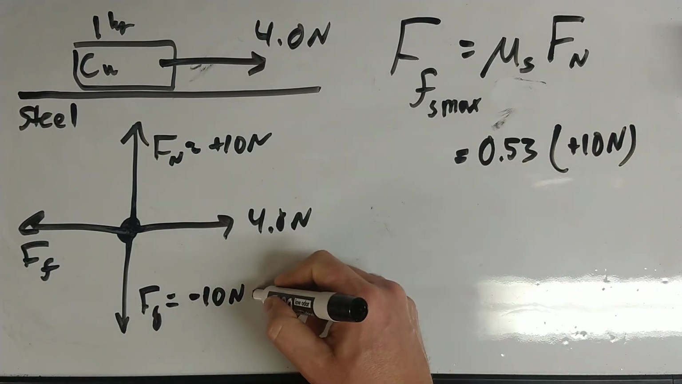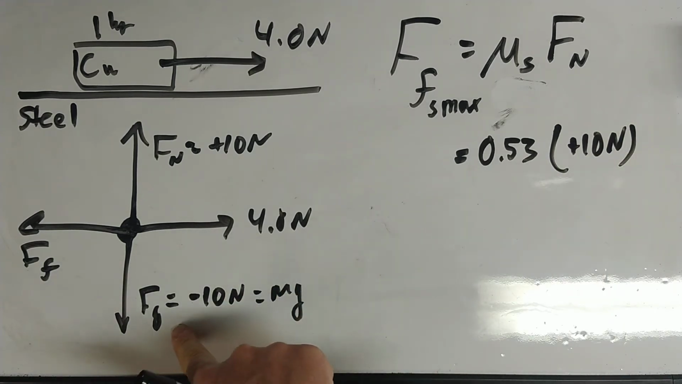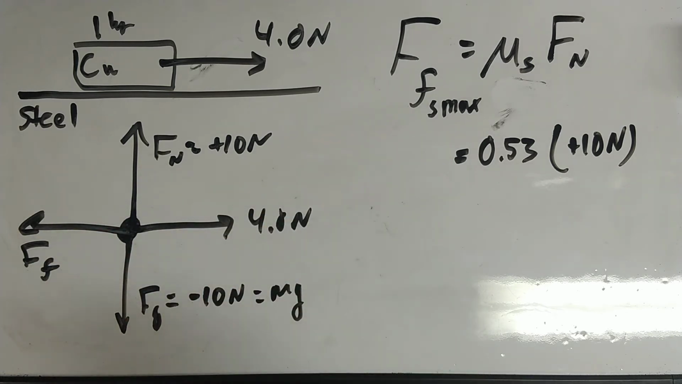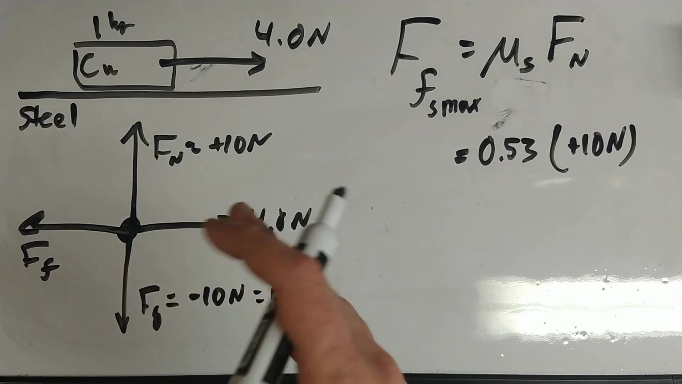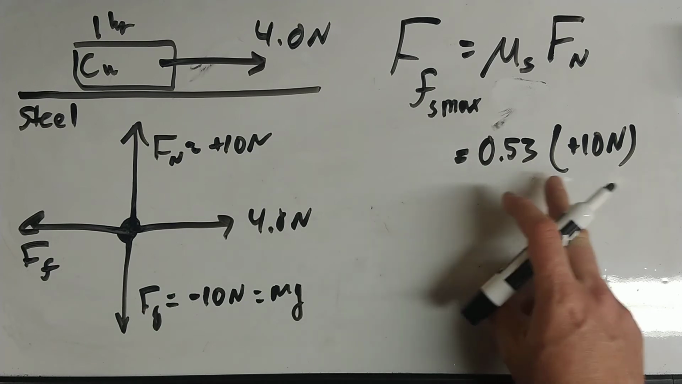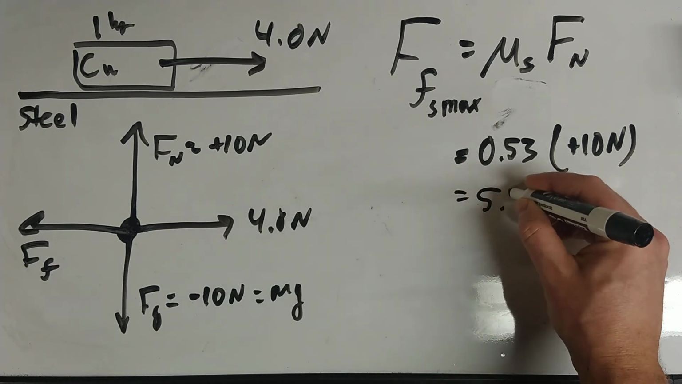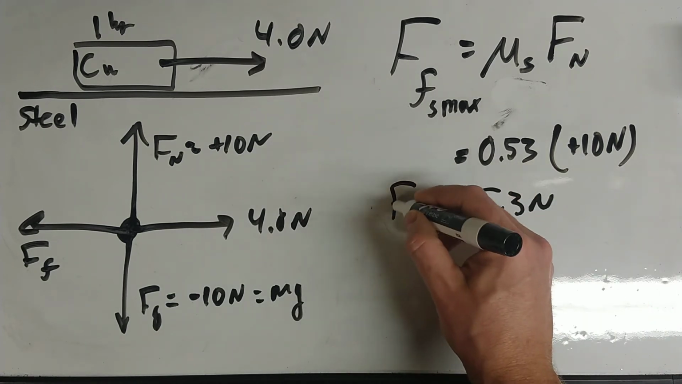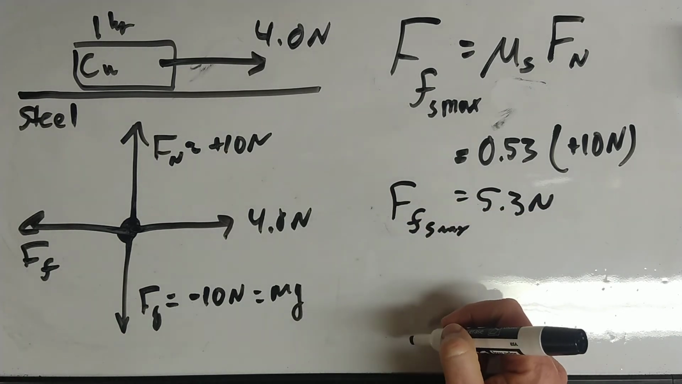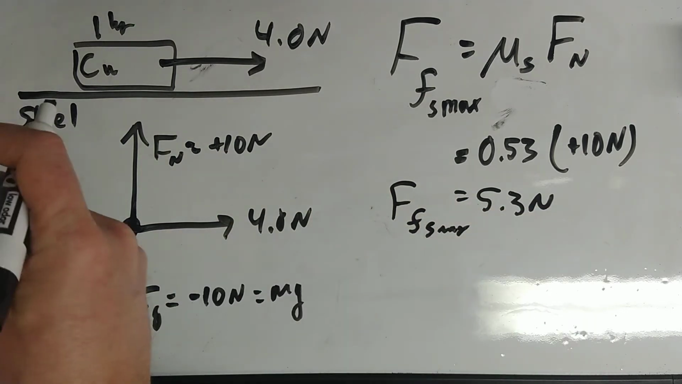I didn't show this worked out very well. Fg equals mg, and we often don't when we do that calculation. We pretty much just use 10, multiply the mass by 10, make sure it's units of newtons because it's weight. So 0.53 times 10, that's 5.3 newtons of force. Force of friction static max. All right, so here's the question now.